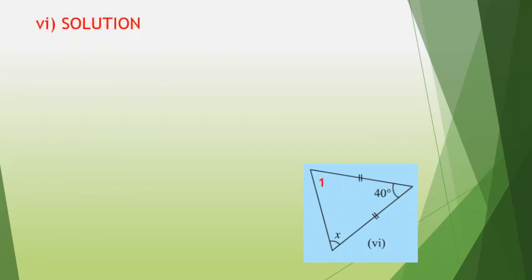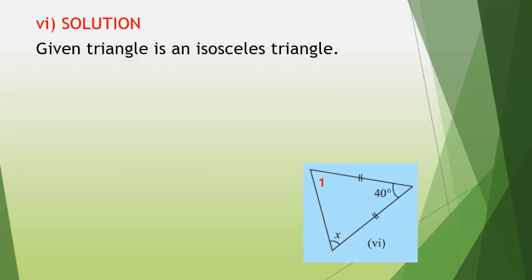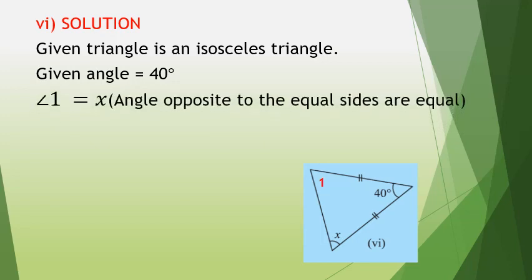Next question number 6. Here the given two angles are 40 degree and x. The given triangle is an isosceles triangle, hence we can find the equal angles in the isosceles triangle. That is the angles opposite to the equal sides. Yes, they are angle 1 equal to x.